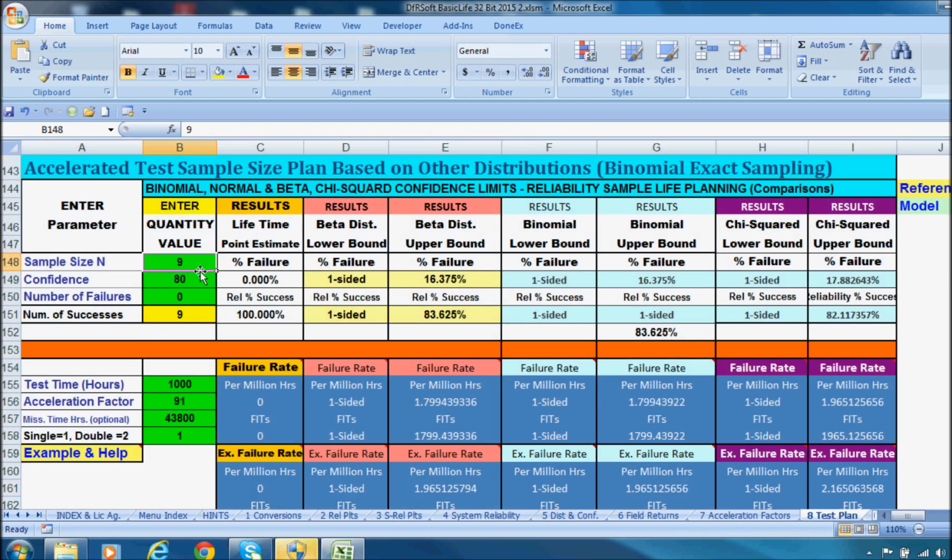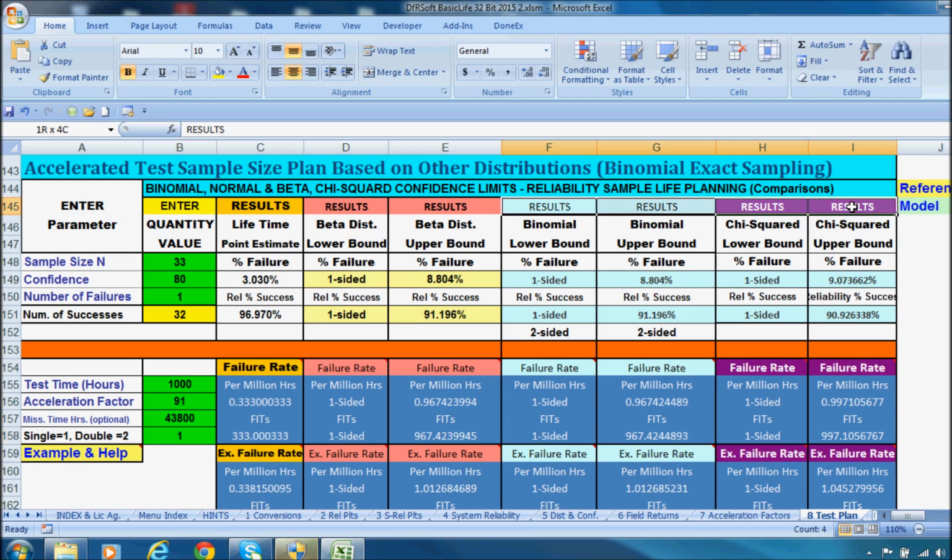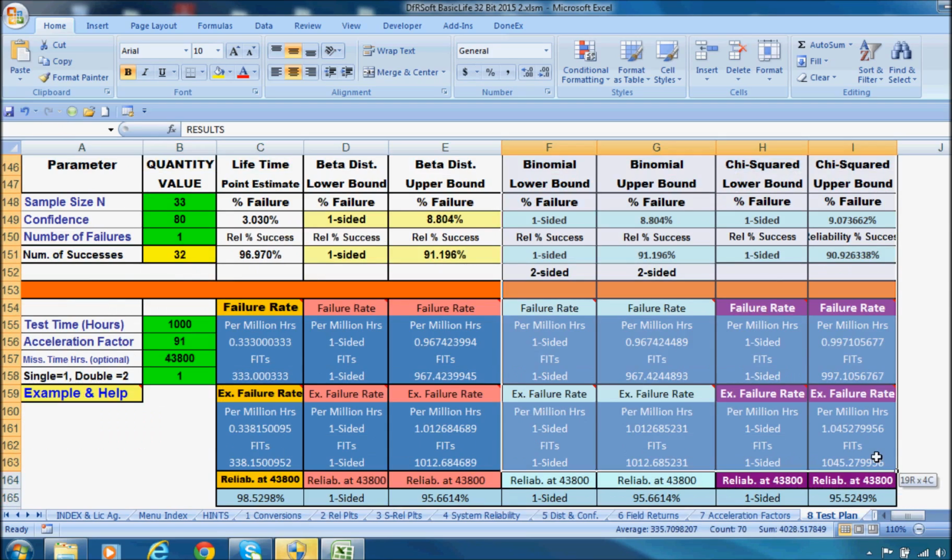And let me put in the scenario that we had. We had 33 samples, 1 failure, 80% confidence, got the acceleration factor there and the test time. And I'll put in the 5 years, so 5 times 8,760. And we were doing single-sided. Whenever you do chi-squared planning, you're doing single-sided analysis because you're looking at upper bounds on the failure rates. So now this says here's the results that we want to look at, this comparison between the two, and we can do that.